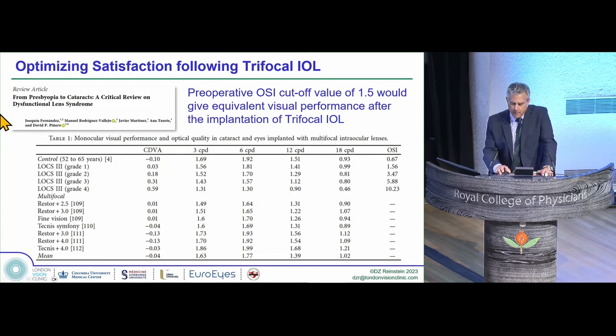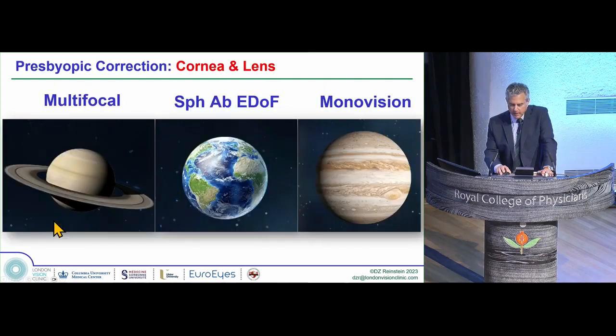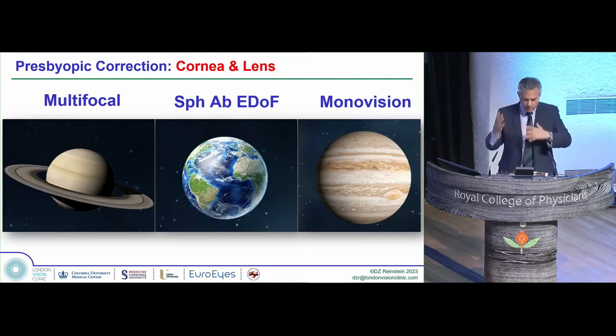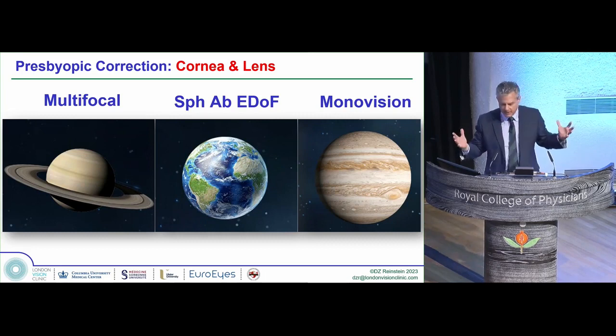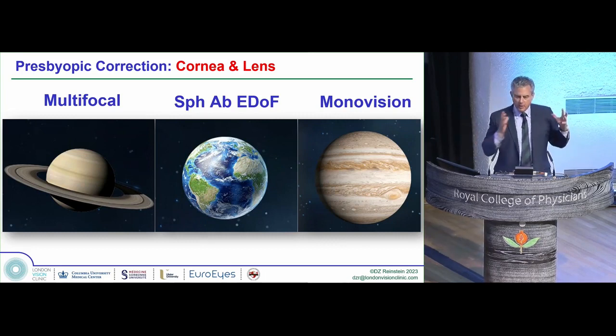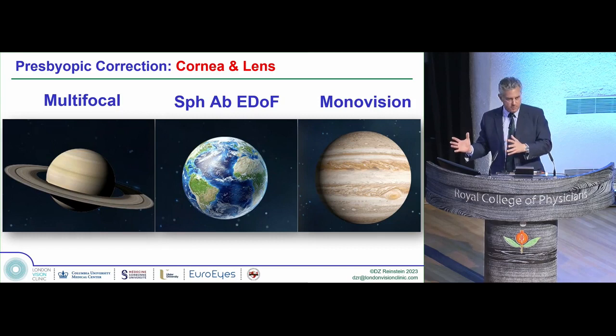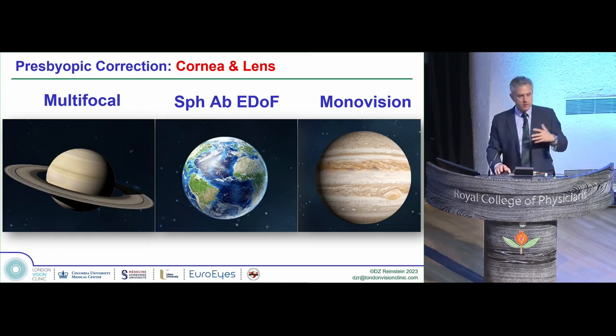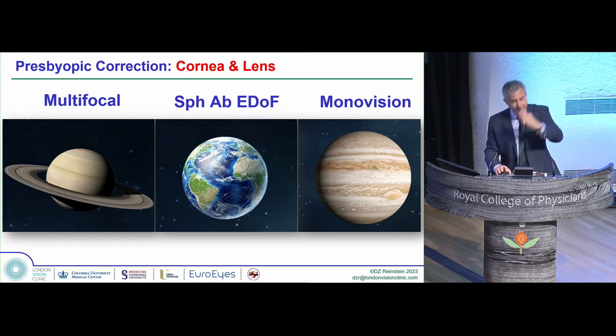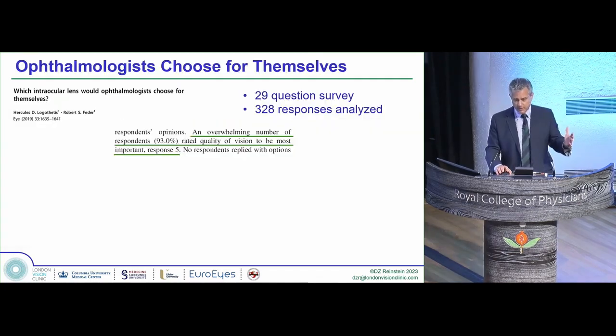Now, contrast sensitivity, as we know, gets reduced by restorers, but less so by the fine vision. Yeah. So we're back to this Battlestar Galactica thing, where we've got 3 modalities to correct presbyopia, and we can choose any of these 3, in either the cornea or the lens.